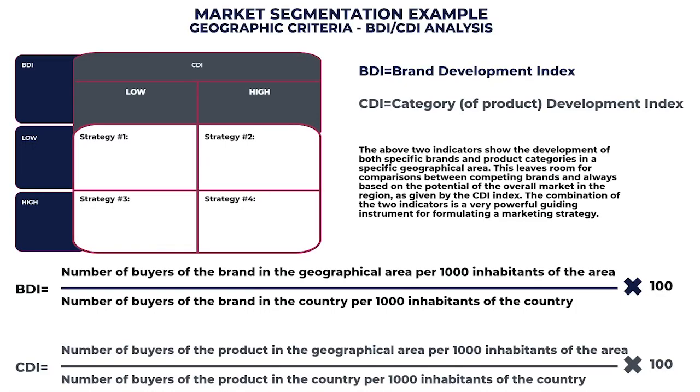So, I have a diagram here that will guide us through this short workshop. It's a market segmentation example. We'll be using geographic criteria and what we call BDI CDI analysis. Now, BDI stands for Brand Development Index and CDI stands for Category of Product Development Index. And these two indicators show the development of both brands and product categories in a specific geographical area.